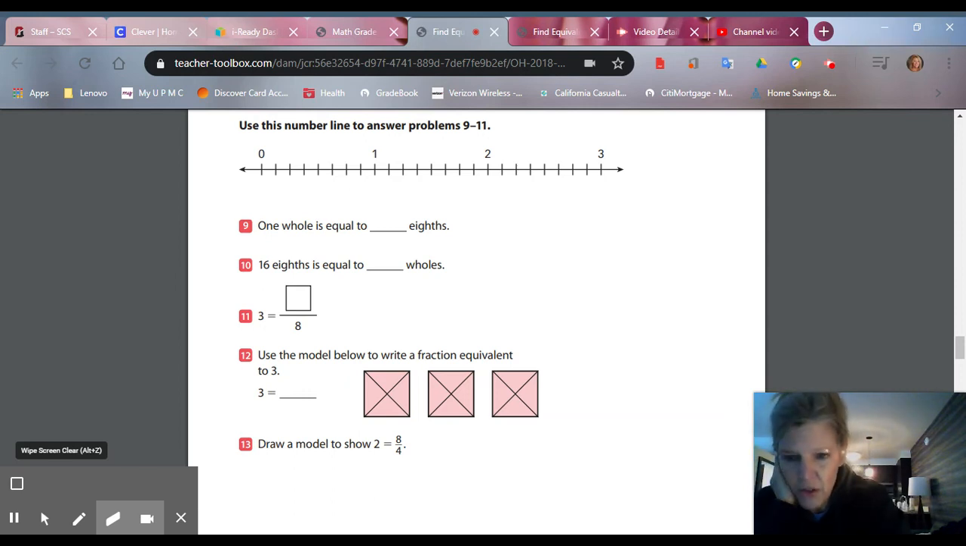So from 0 to this mark here is 1/8, right?